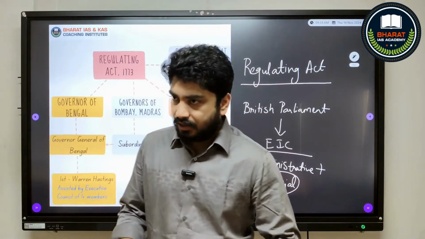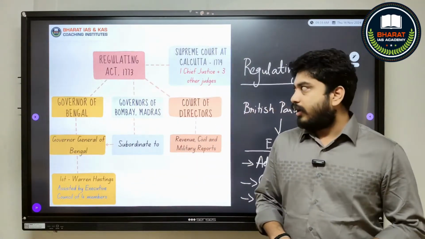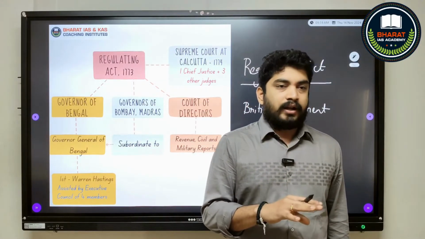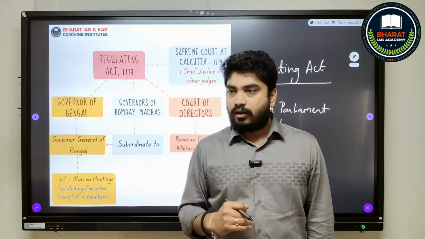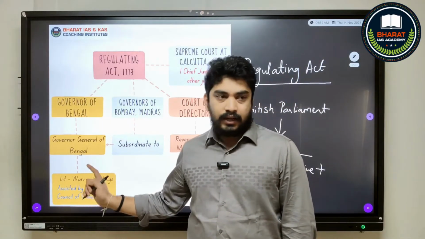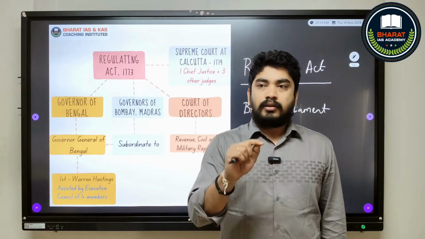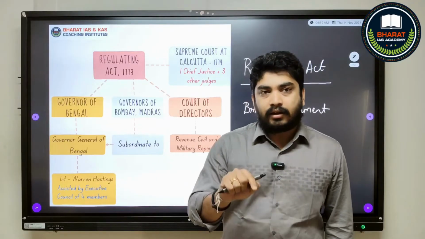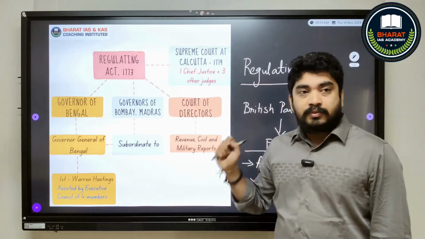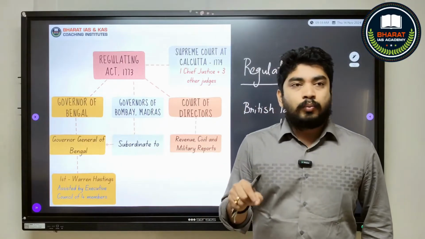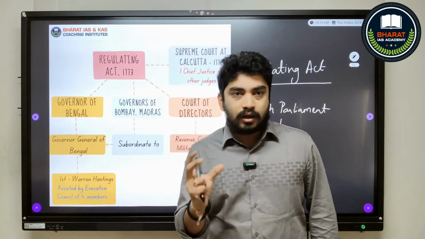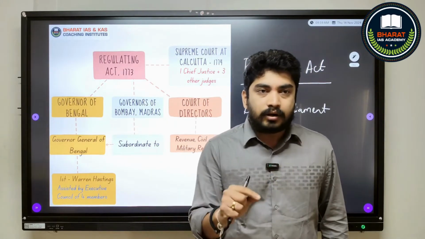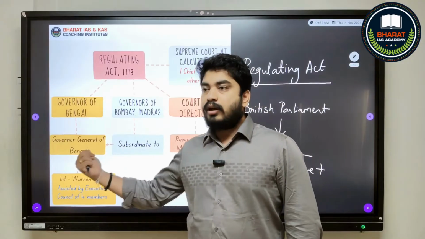Now let us see what are the features of the Regulating Act. The first one says that the Governor of Bengal was made the Governor General of Bengal, as all of you know. Who was the person? It is Warren Hastings, who became the Governor General of Bengal. And one thing we have to know about this act, which was passed by the British Parliament, is that it was seen to bring in a tendency of centralization within the administration, and hence it made the governors of Bombay and Madras subordinates of the Governor General of Bengal.